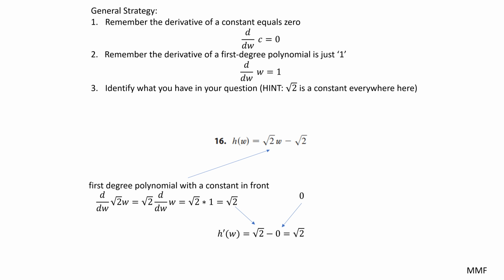All right, so with that being said, you have root 2w, which is a first degree polynomial with a constant in front. So you can factor the root 2 in front of the d over dw, and the derivative of a first degree polynomial is just 1. So you have root 2 times 1, and that's just root 2. For the second part, you have a constant, and the derivative of a constant is 0. So you have root 2 minus 0, which is just simply root 2. So the derivative of h with respect to w is just root 2.